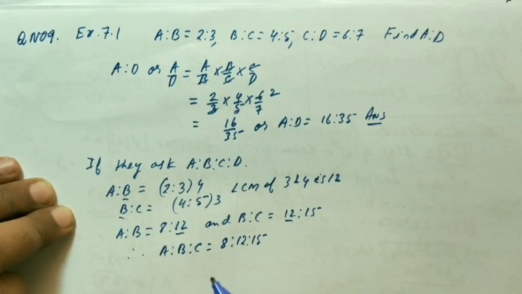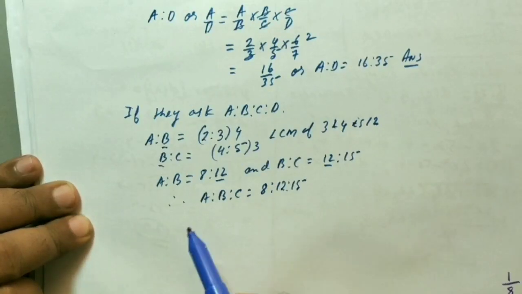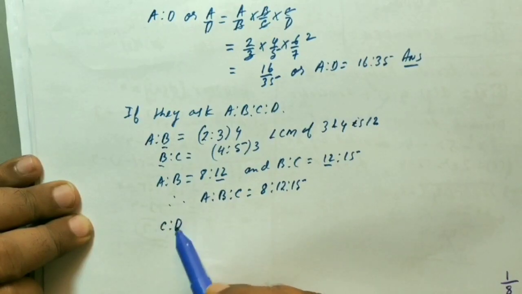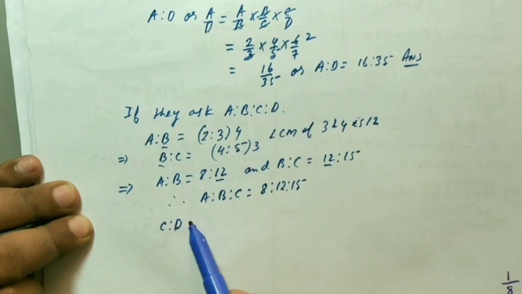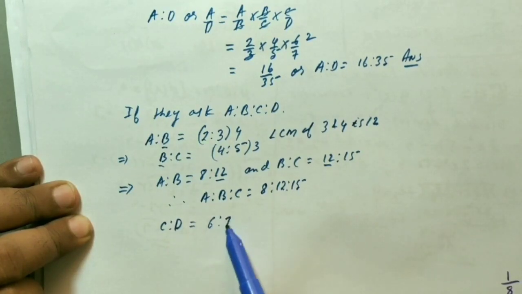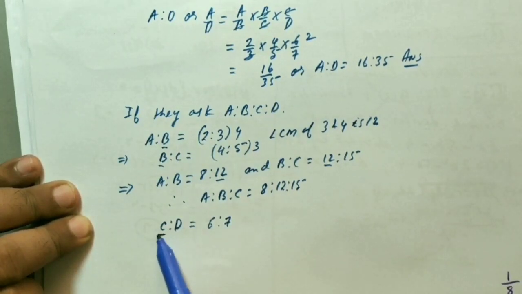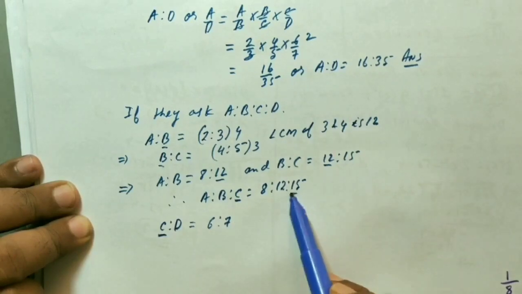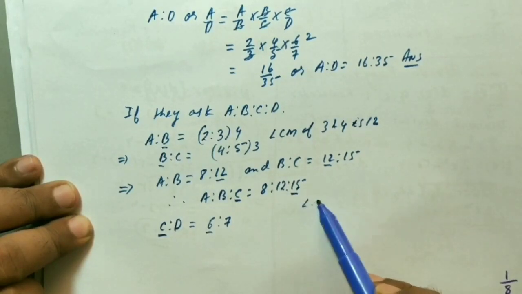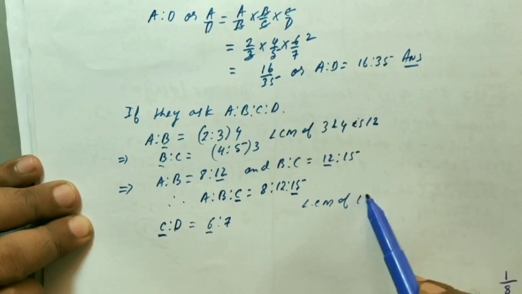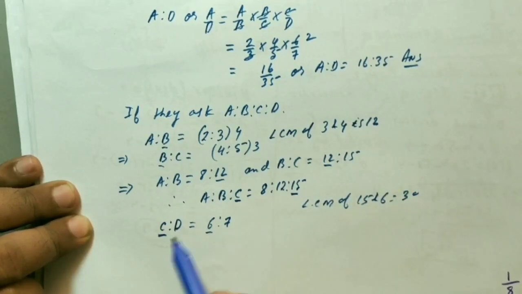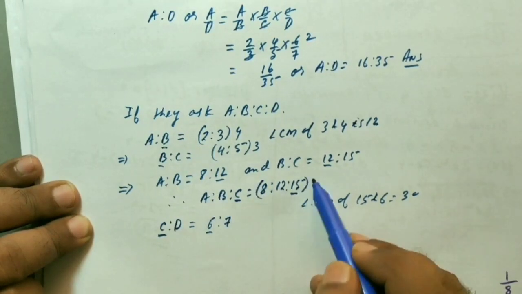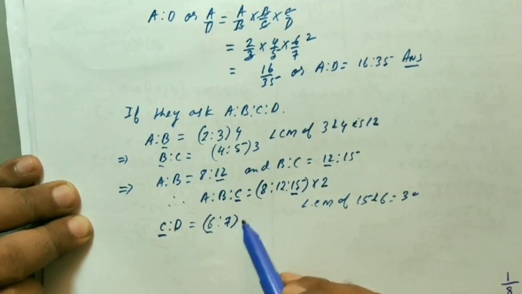But I have to find d also. So c is to d. C is to d is 6 is to 7. Here what is common? C. This is 15 and this is 6. So LCM of 15 and 6 is 30. So how to make it 30? I'll multiply this with 2 and this with 5.